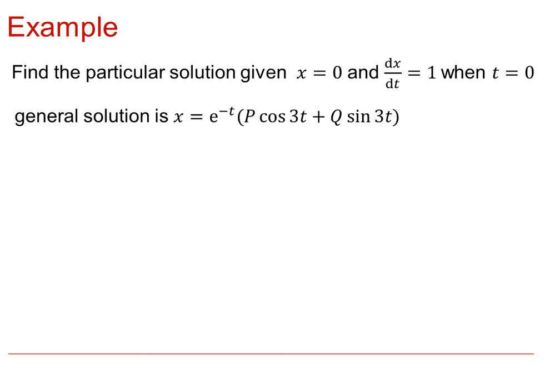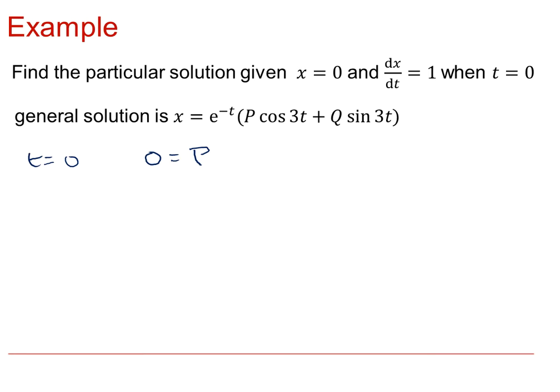We can go on to find a particular solution if we are given some additional information. In this example here, we are told that x equals 0 and dx by dt equals 1 when t equals 0, in other words, some initial conditions. We know what our general solution is. Consider then t equals 0, and substituting in, we know that 0 will equal e to the 0, which is 1, times cos of 0, which is 1, so just giving us p, and sine of 0 is 0. Therefore, we just get the result that p equals 0.